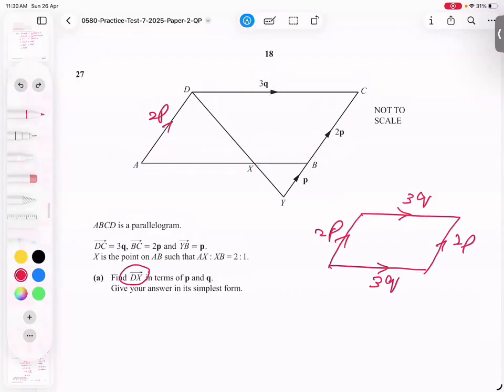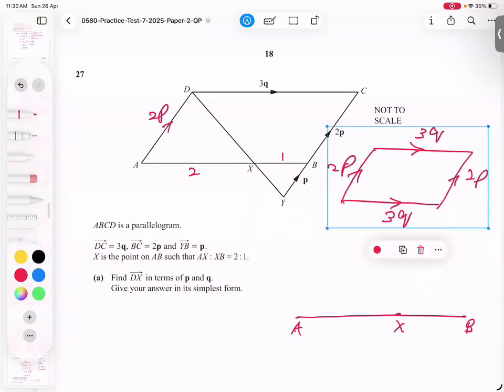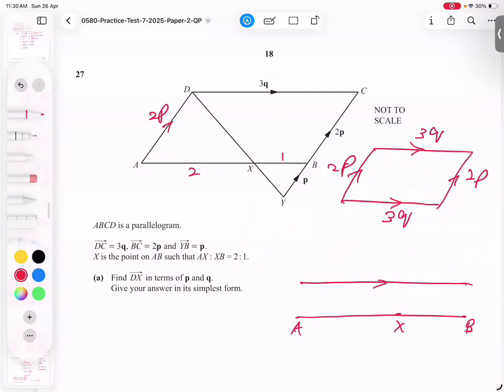He is asking to find DX, but we have been given the AX ratio. AX is 2 ratio, and XB is 1, so this is a 1 ratio. So basically on the line A to X to B, if we focus here, the full vector AB is equal to 3q. I'm writing now here, this is 3q. Now this is a ratio of 2 to 1.